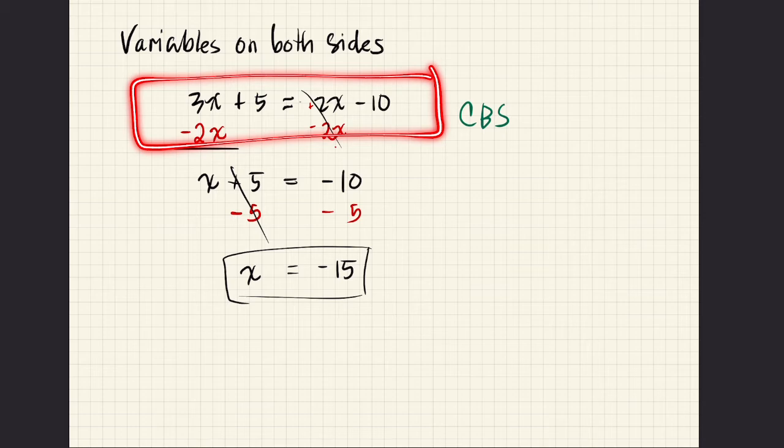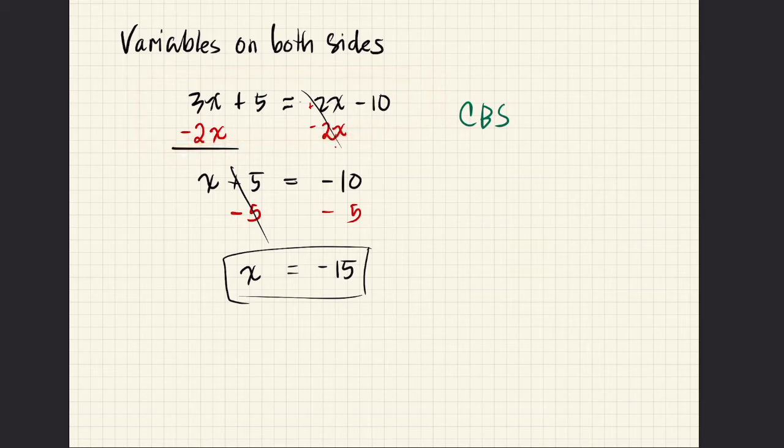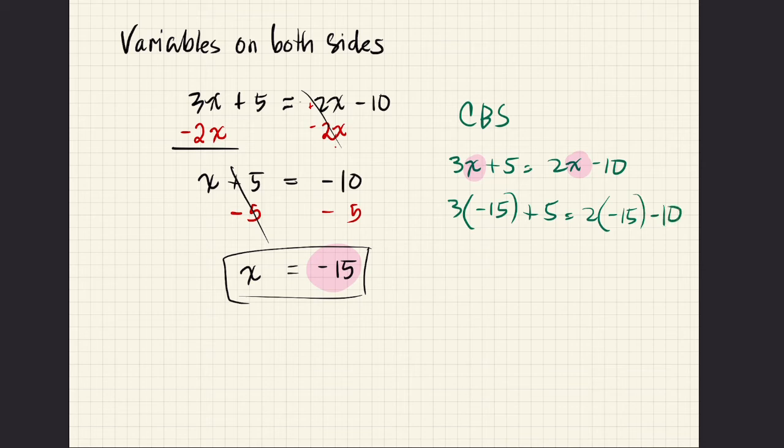Use the original equation. So 3x plus 5 equals 2x minus 10. And what is x? X is negative 15. So we substitute all the x's with negative 15. Negative 15 minus 10. So this becomes negative 45 plus 5 is equal to negative 30 minus 10. Negative 45 plus 5 is negative 40 is equal to negative 40. So if the left is equal to the right, then that means your answer is correct.